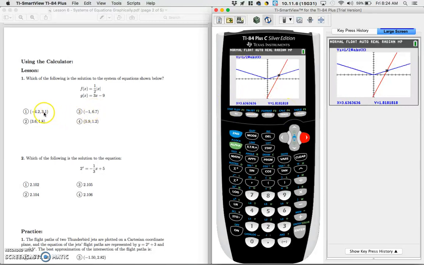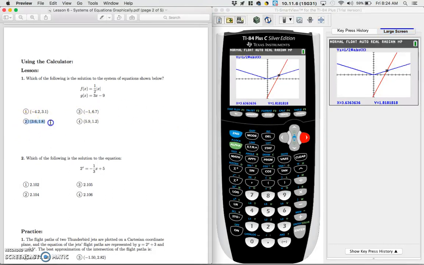And because the answer choices are so far apart this time, it's pretty clear that the answer choice must be the one that's closest. It's probably 3.6, 1.8. Awesome. So we're done with problem number 1. This is the solution to the system of equations because it's the point of intersection. Problem number 2 is going to force us to be a little bit more careful. Let's see why.